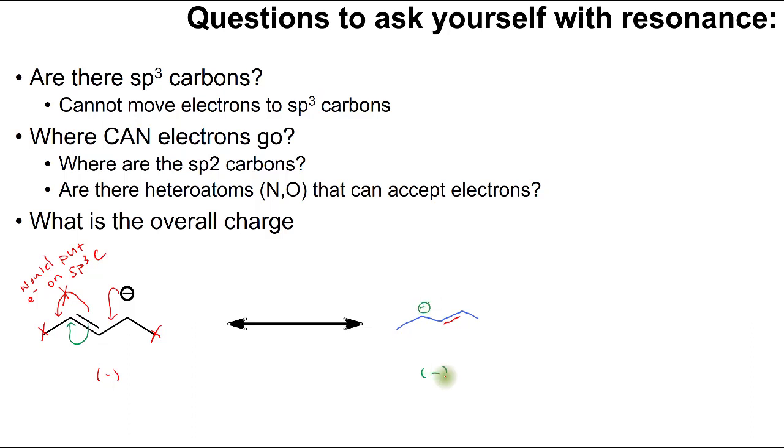My overall charge here is negative. There's no heteroatoms where I can put the electrons. So all I've done is move it: this electron lone pair was on this carbon, it's now gone in to form the double bond, and that pi electron from the double bond is on the carbon. So that is one more resonance structure there.